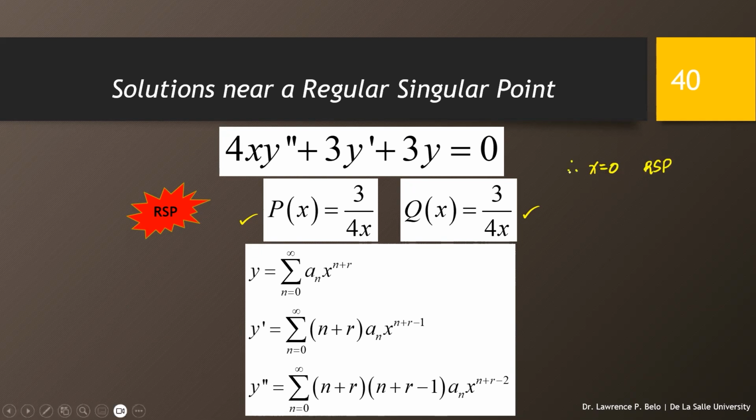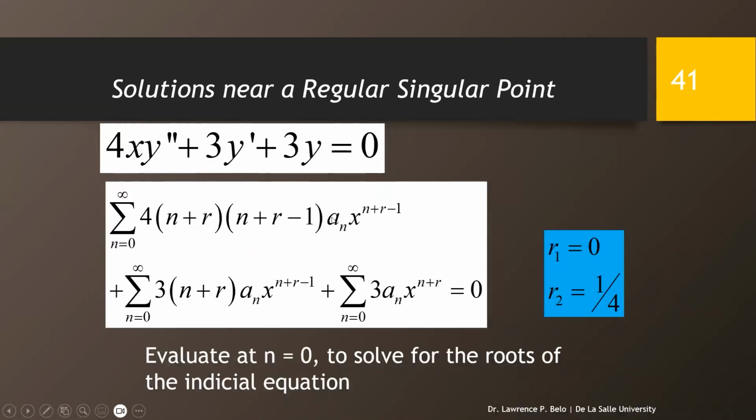Okay? So let's write the solutions. For the solutions here, as I said, instead of just x to the n, x to the n plus r. So you bring that down, a sub n, x to the n plus r minus 1, and then bring those down, x to the n plus r minus 2. And then we plug these in. After plugging in, what you'll obtain is this.